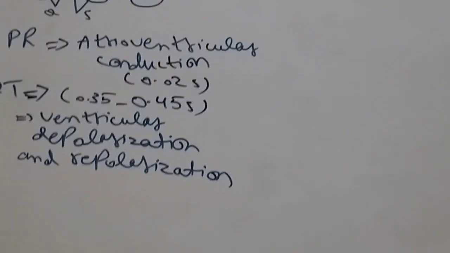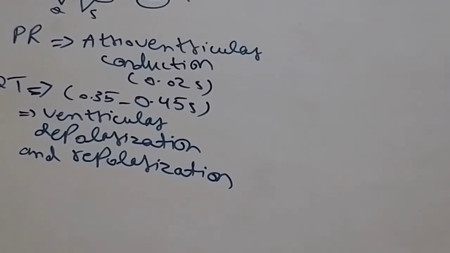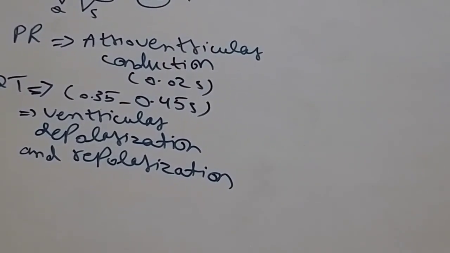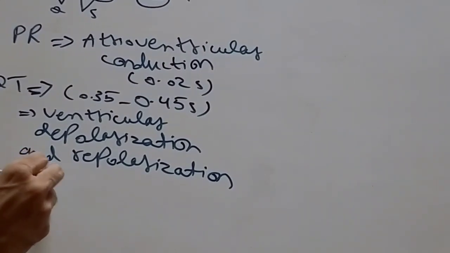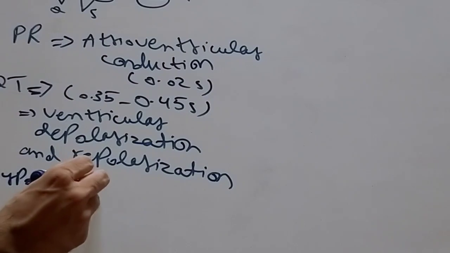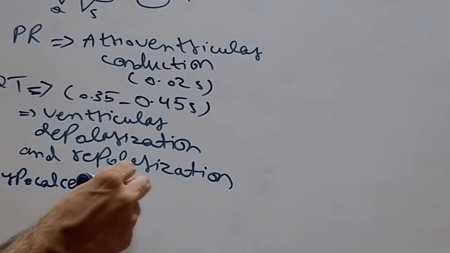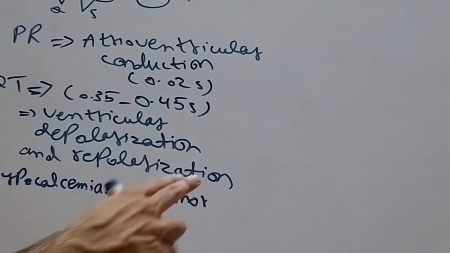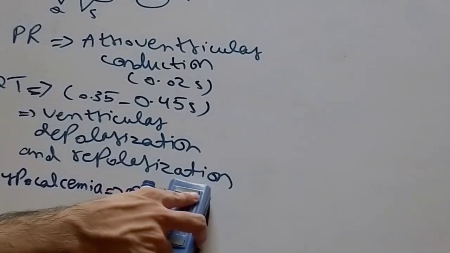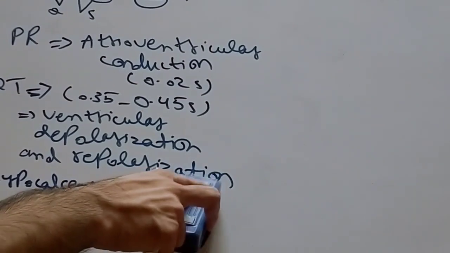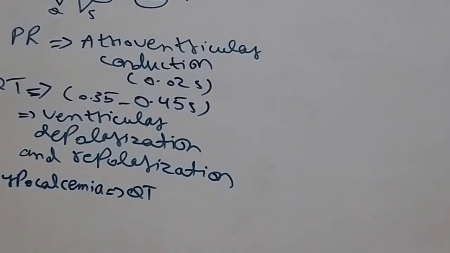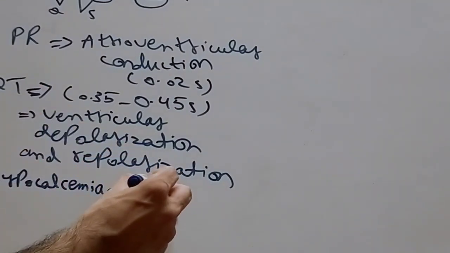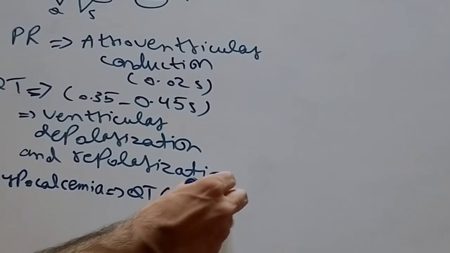Now talking about two conditions, we have first of all the condition known as hypocalcemia. During hypocalcemia, we know that outside calcium ions are less, so QT interval is prolonged. During hypocalcemia, a smaller number of calcium ions are coming from ECF into the cell, so that's why the QT interval is prolonged.